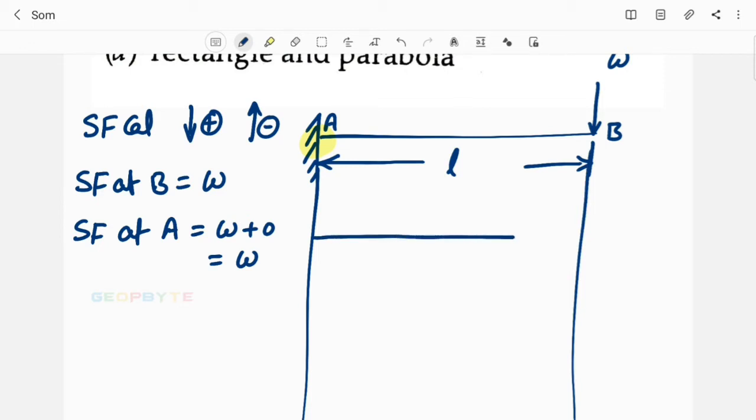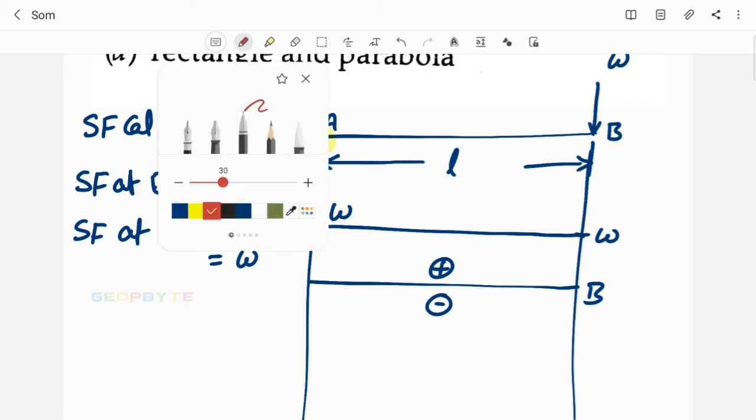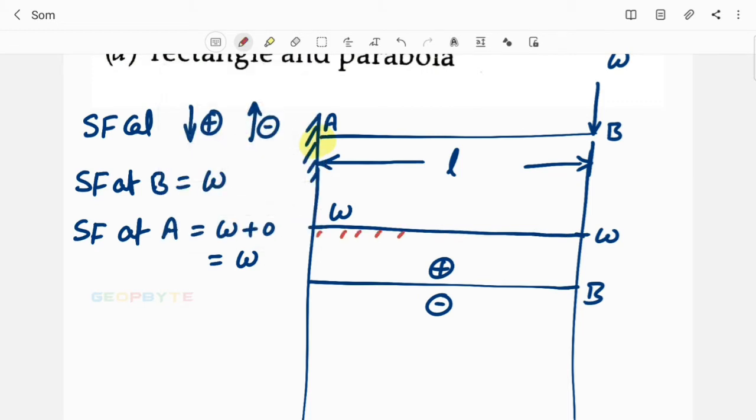Let us take the reference line, plus and minus. The shear force at B is W, and at A also W. Then the shear force diagram is looking like this. Now you can decide what is the geometric shape of the shear force diagram. The geometric shape of the shear force diagram is a rectangle. Similarly, let us have the BM calculations.